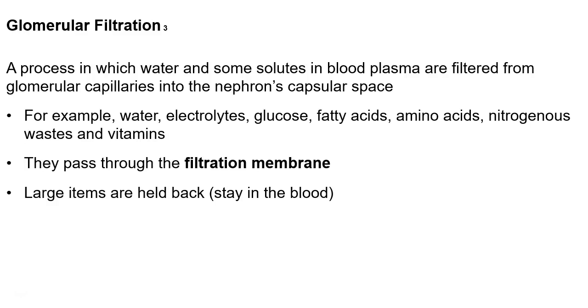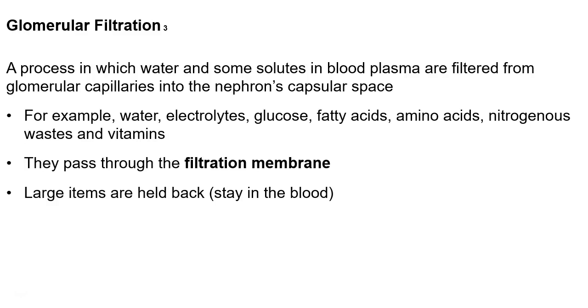So things like water, certain types of electrolytes like sodium, potassium, chloride, glucose, which is our sugar source that we use for ATP production. Certain types of fatty acids might be present, certain types of amino acids might be present, and certain types of vitamins. So a lot of those things we will want to reabsorb in a later step. But all of these materials will pass through what we call the filtration membrane, which we will look at in just a second. While large items like red blood cells, white blood cells, large proteins, all of those are going to be held back and stay in the blood. They're not going to exit the glomerulus and get into this filtrate that we are forming.